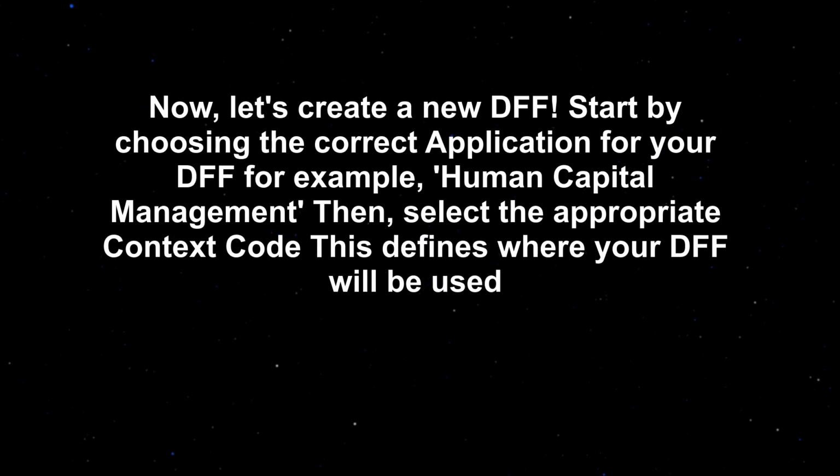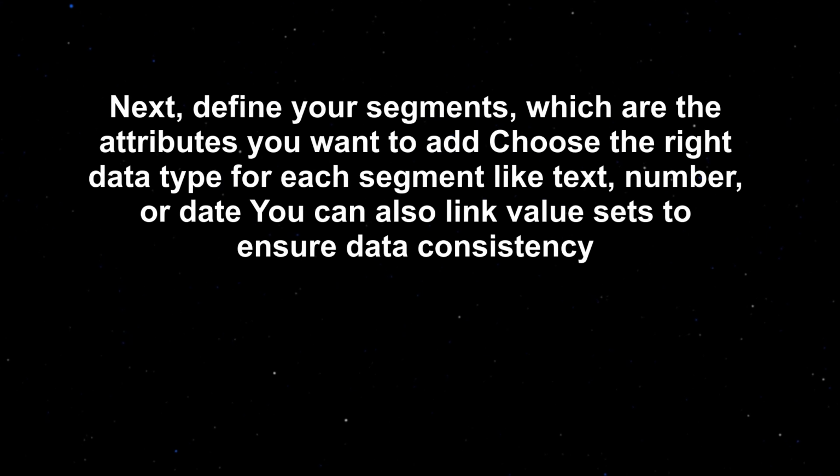Start by choosing the correct application for your DFF, for example, Human Capital Management. Then, select the appropriate context code. This defines where your DFF will be used. Next, define your segments, which are the attributes you want to add. Choose the right data type for each segment like text, number, or date.